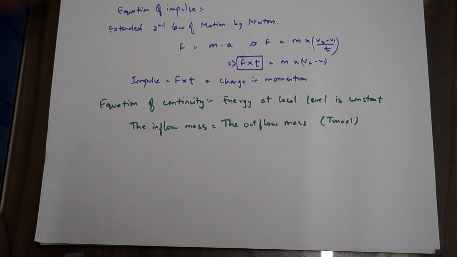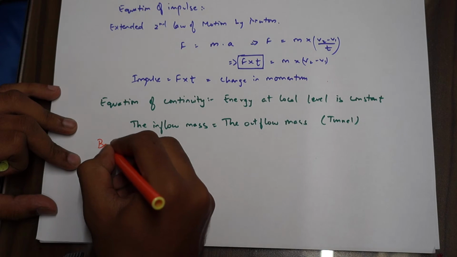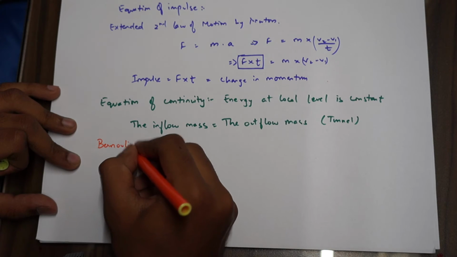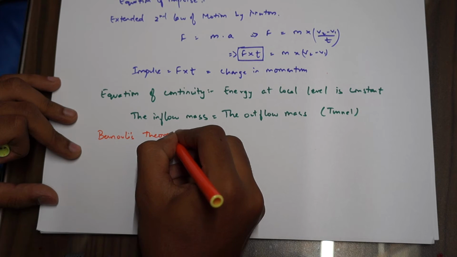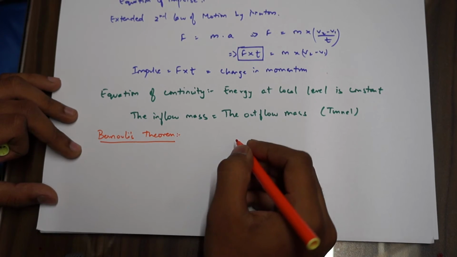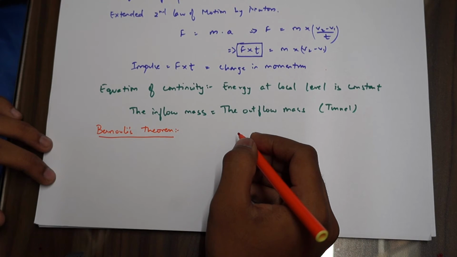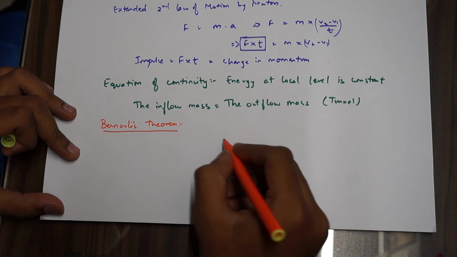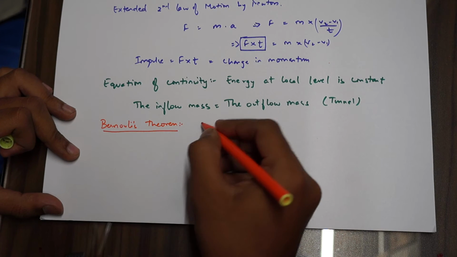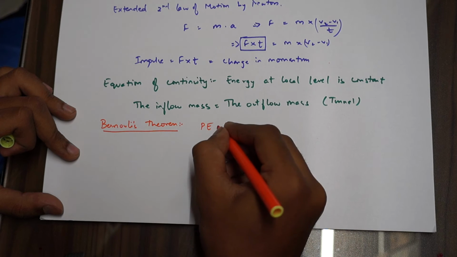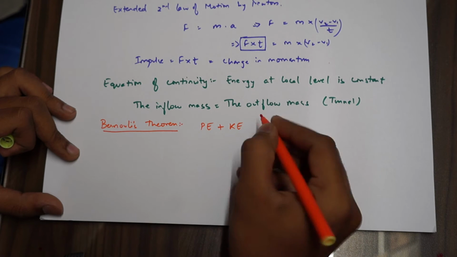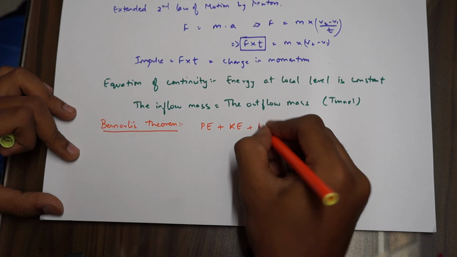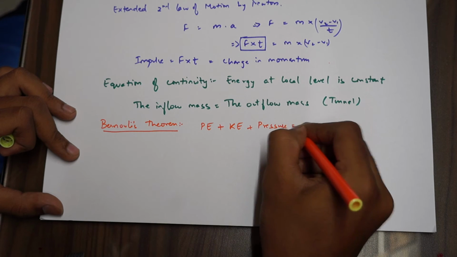Next is the most important thing for us, that is Bernoulli's theorem. I'll explain it in a very easy format so that you understand. The theorem says that the pressure energy plus potential energy plus kinetic energy equals constant.